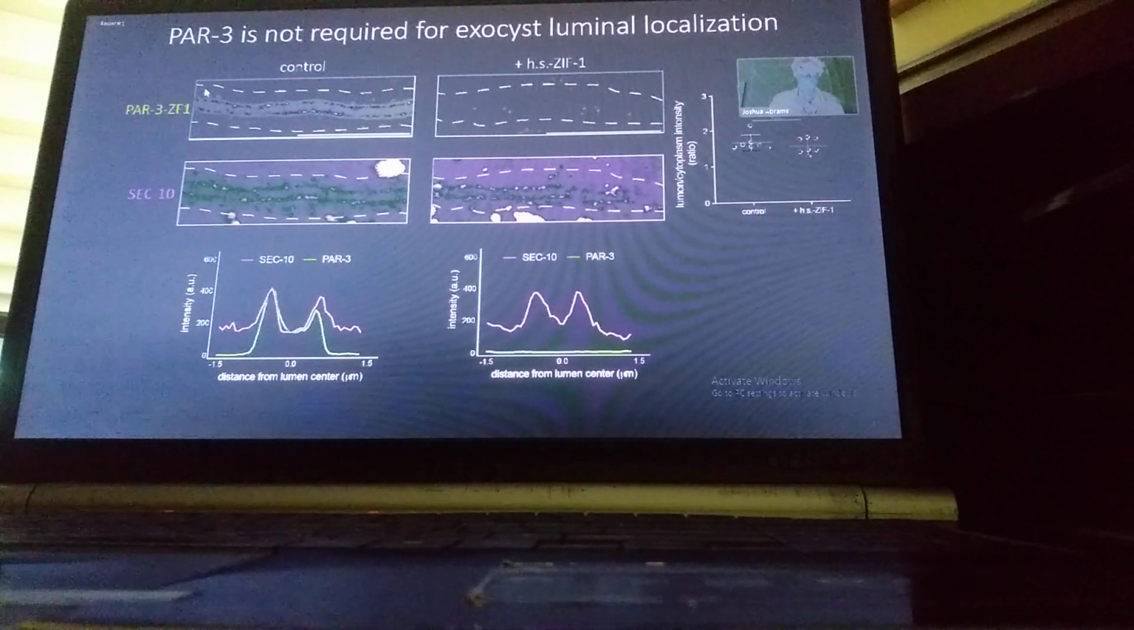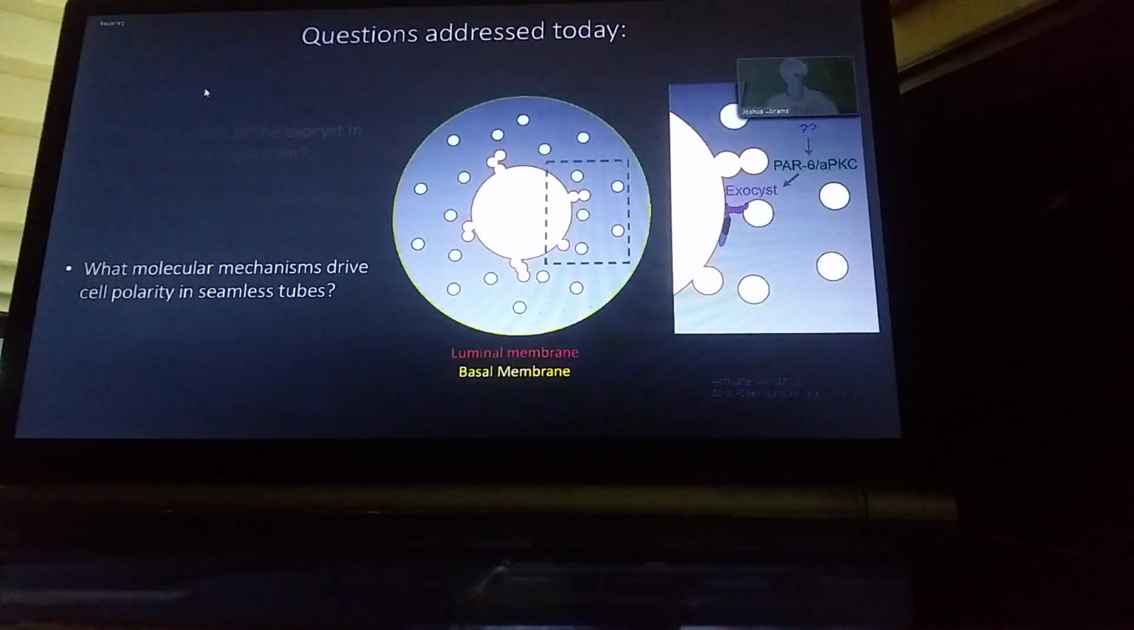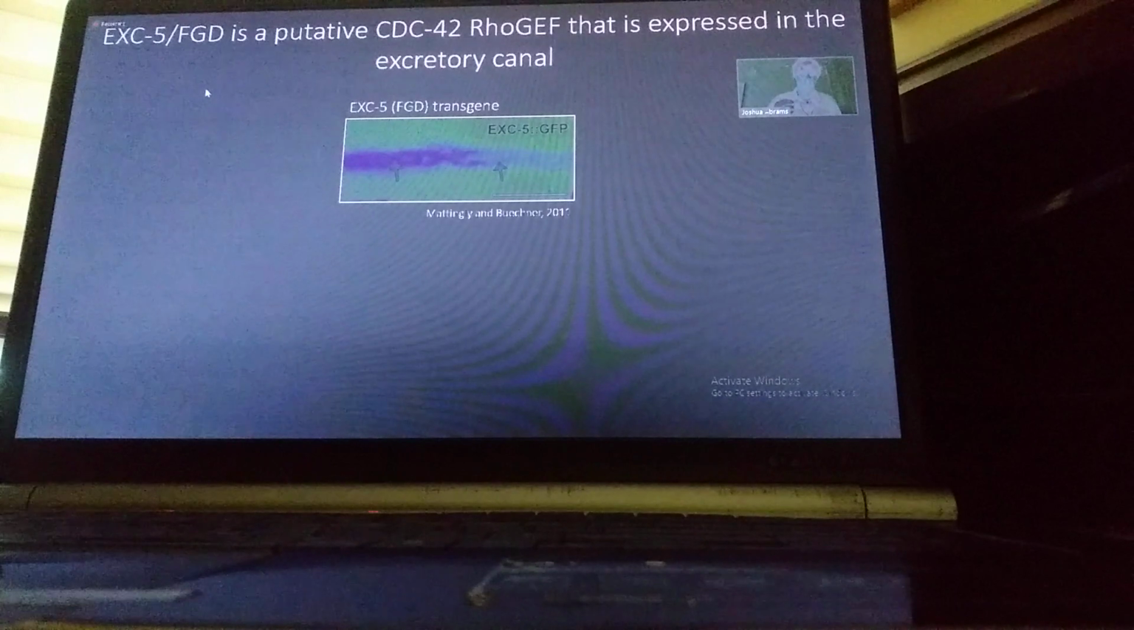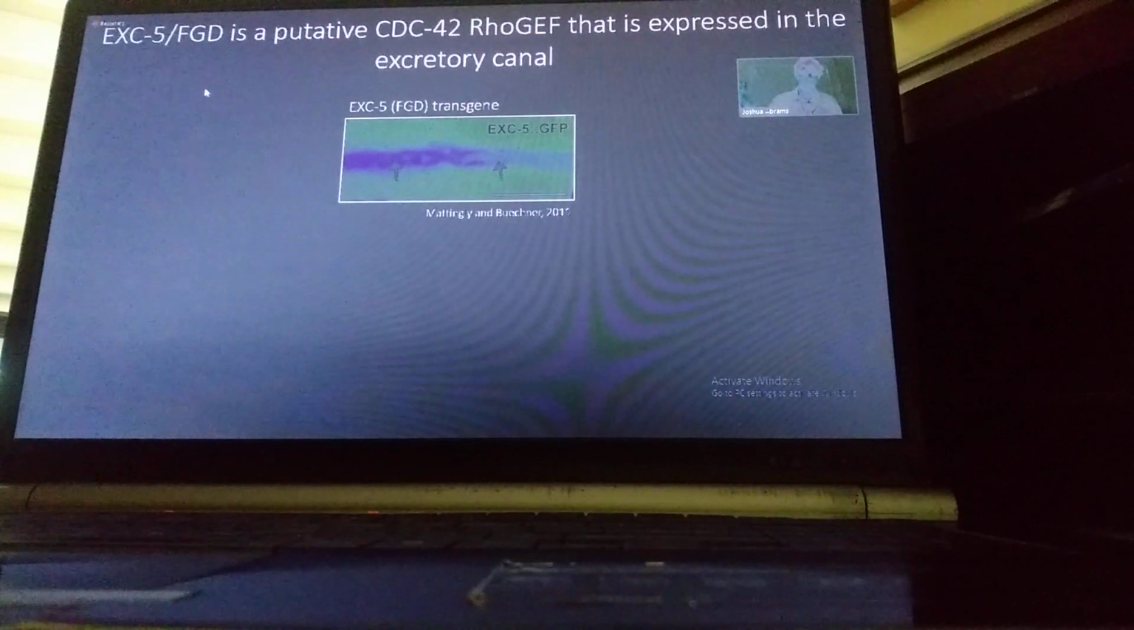So for the final part of the talk, I just wanted to talk about what mechanisms we think could be acting upstream of PAR6 and aPKC to position them at the luminal membrane to enable the polarization of the exocyst. I mentioned before that a known activator of PAR6 and aPKC is the GTPase CDC42.